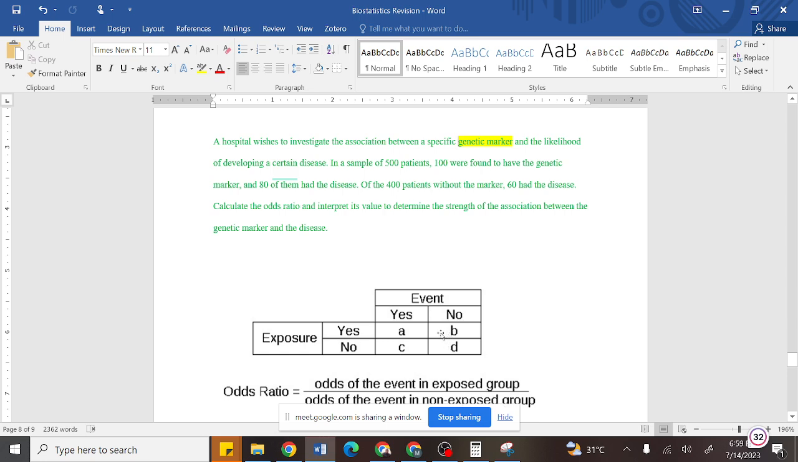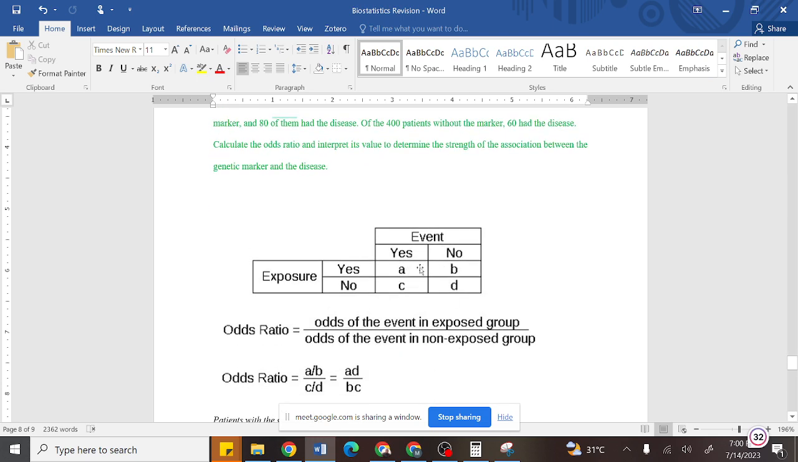So we move to the next one, which is D. They do not have the exposure. They do not have the genetic marker, and they do not have the disease. D is 340.